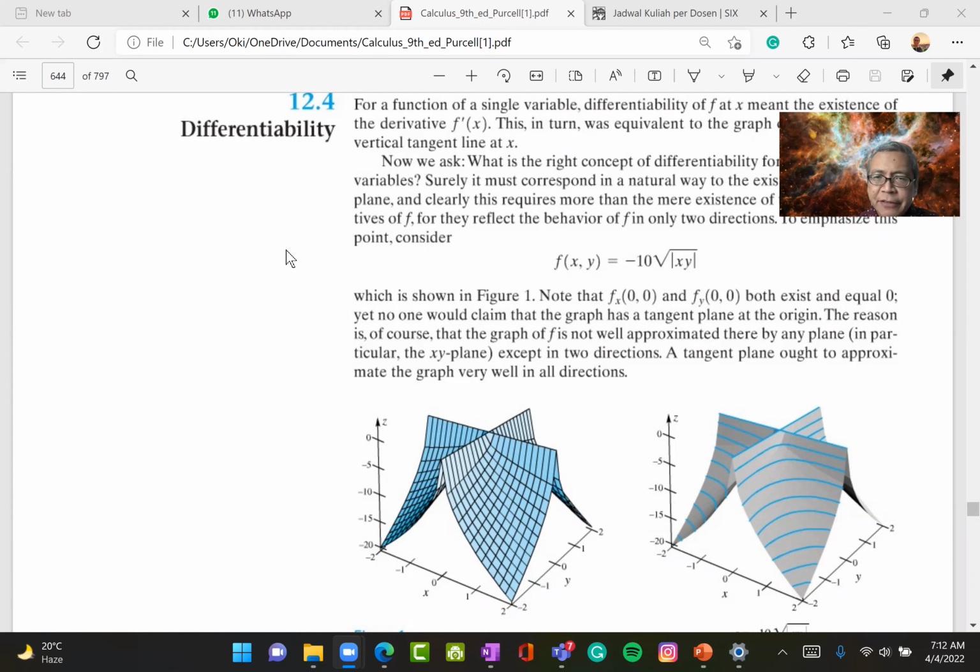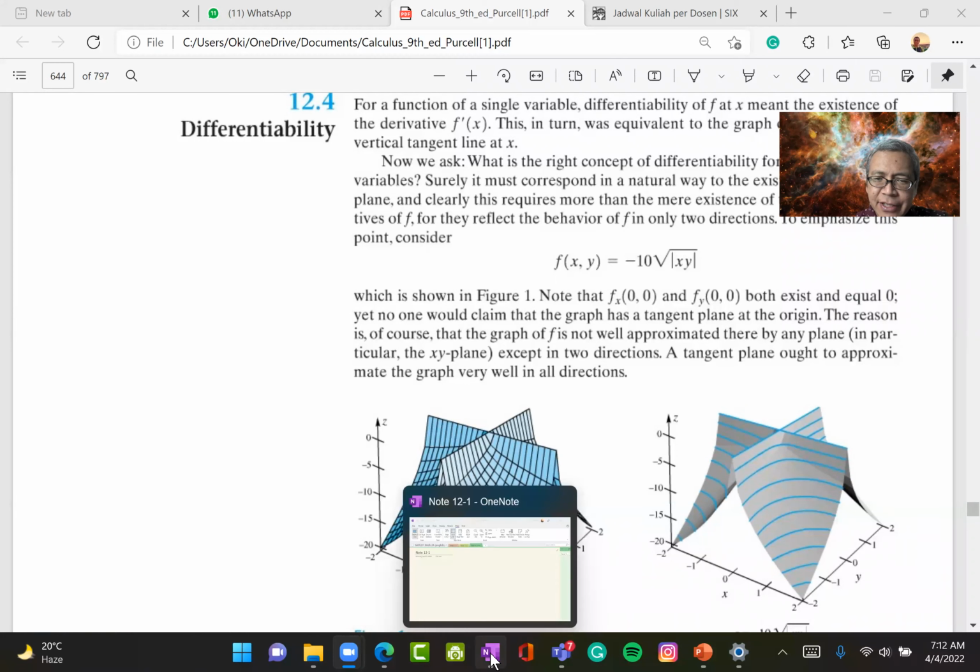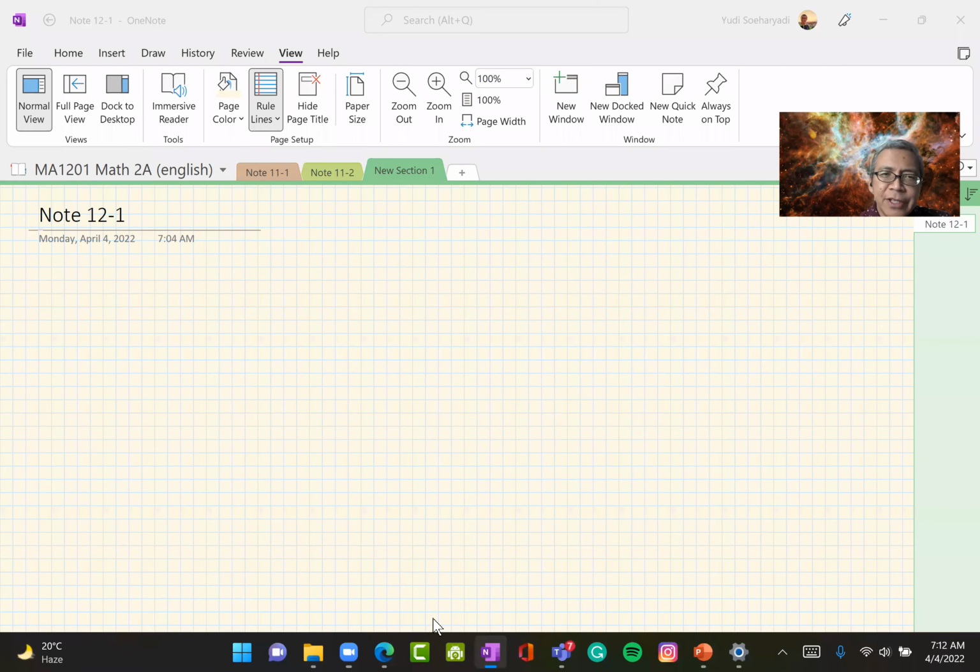We talk about differentiability. Let's just start with one variable. Let's move to our notes. What does it mean to be differentiable?